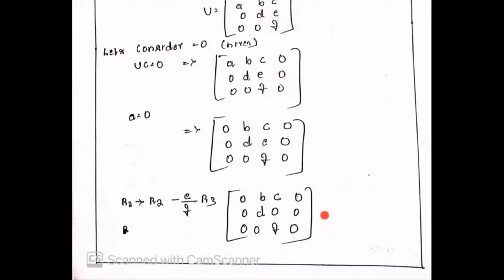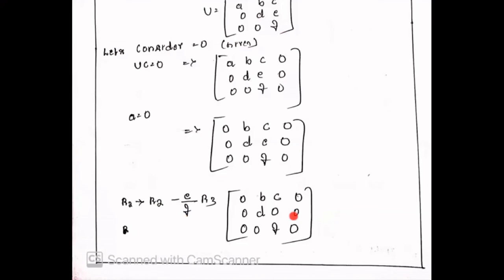How do I separate this E part? I wanted to subtract this E part. How do I make this E equal to 0? You subtract from row 3, right? So R2 minus R3 you are doing, and then you do E by F. That means R3 is having F, so F times E by F cancels, and R2 is having E, E minus E becomes 0. So this is what you can do.